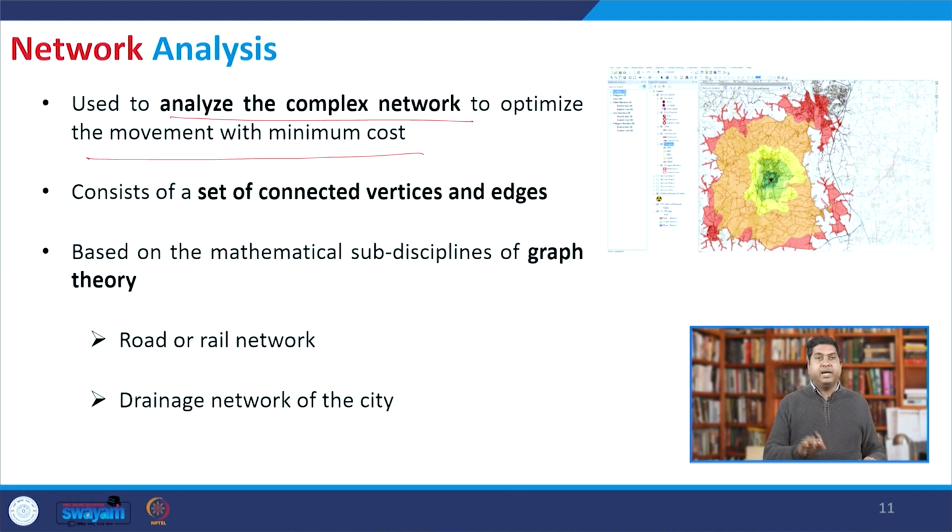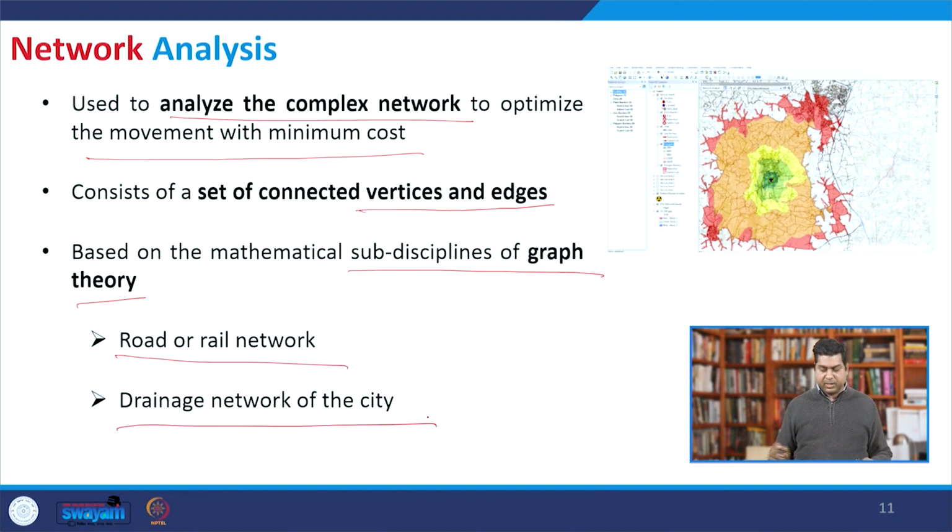This can also help to decide about a certain metro route or transit route, and then we can compare different scenarios. It consists of a set of connected vertices and edges. Based on the mathematical sub-discipline of graph theory, we can use it in the case of a road or rail network, or the drainage network of the city, as I already mentioned. You can see some of the demonstration here.